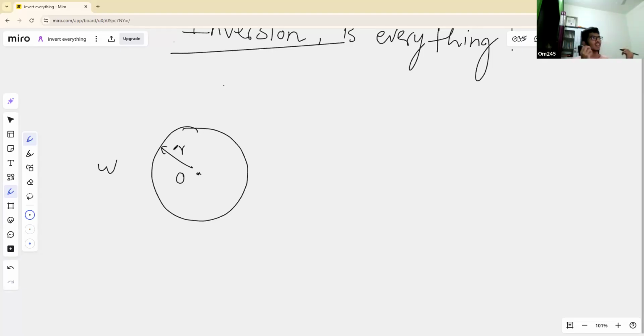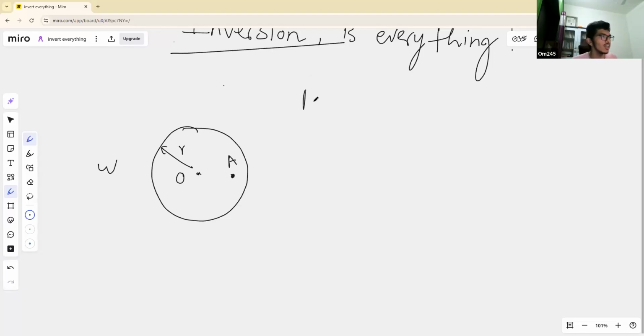First of all, what is a transformation? A transformation in the plane is where you take one point and send it to another point, and you do this with all of the points on the plane. That's what we call a transformation. So inversion is a transformation where suppose you take some point, call it A.